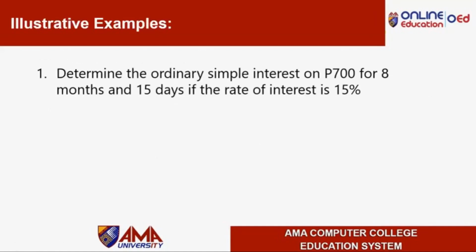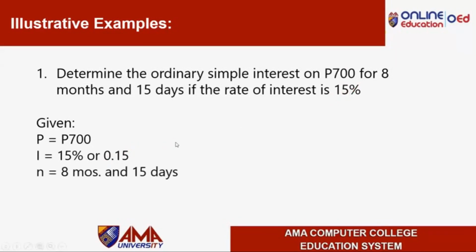Okay, let's have an example. Determine the ordinary simple interest of 700 pesos for 8 months and 15 days if the rate of interest is 15%. Let's start with the given. First, P is equal to 700 pesos, our principal. Next, the interest rate is equal to 15% or 0.15.